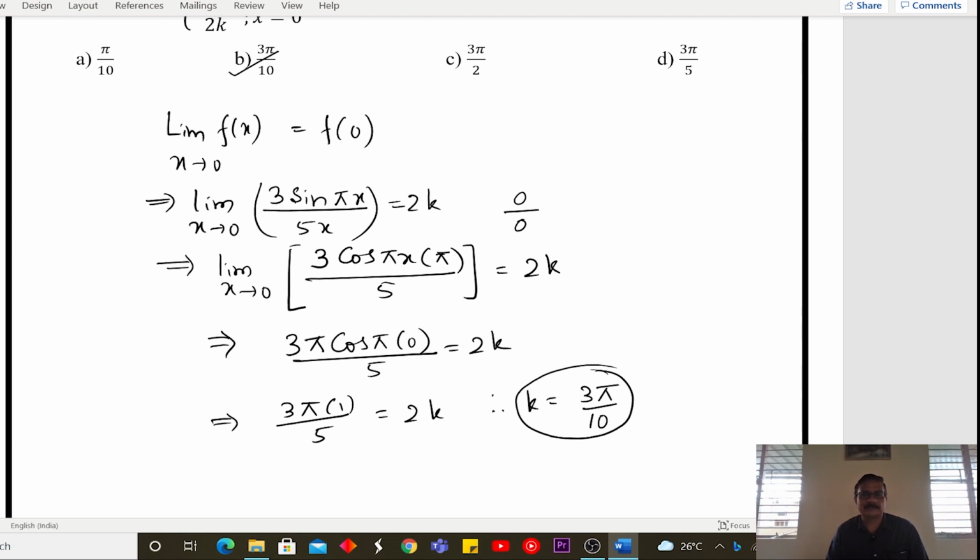So my dear students, these are the problems belonging to limits and continuity. Now that topic is over. The next part is differentiation. We will discuss it in the next class.